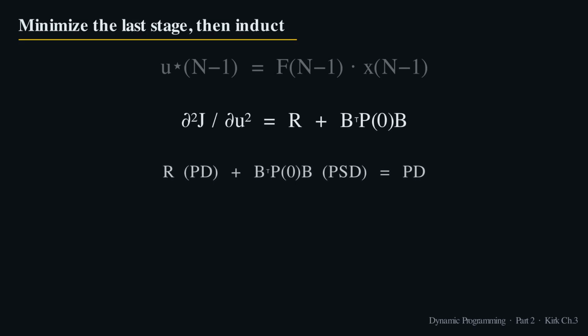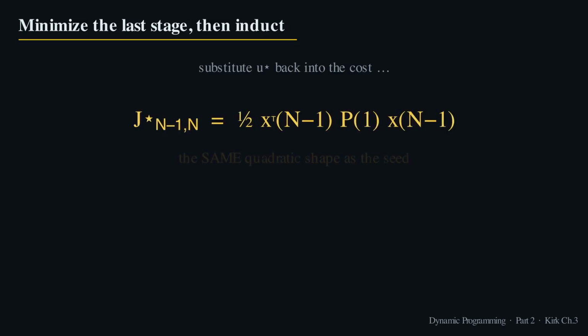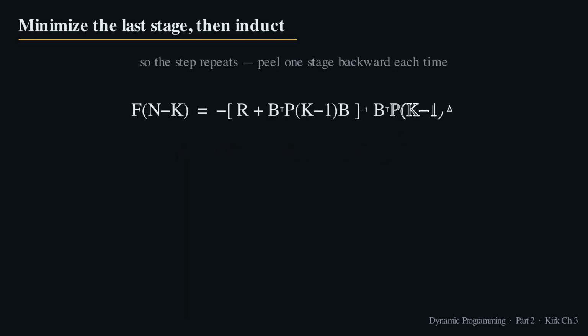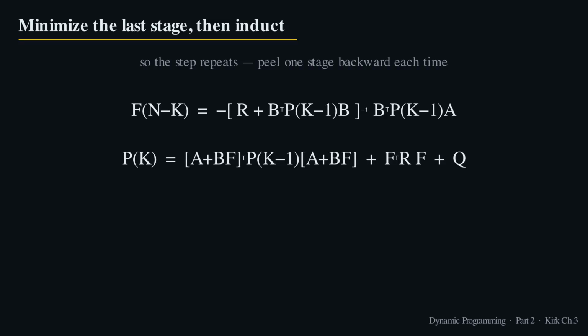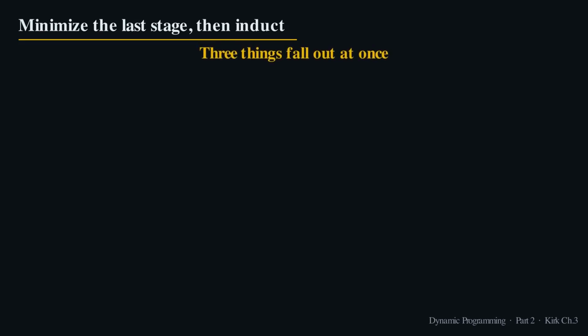Is it really a minimum and not a maximum? Check the second derivative. R plus B transpose PB. R is positive definite. The other piece is positive semi-definite, so the sum is positive definite. Genuine minimum. Good. Now the punchline. Substitute that best control back into the cost, and what comes out is, again, 1/2 x transpose some new matrix P times x. The same quadratic shape we started with, which means we can do it again and again, peeling one stage backward each time. P feeding the next F, F feeding the next P.